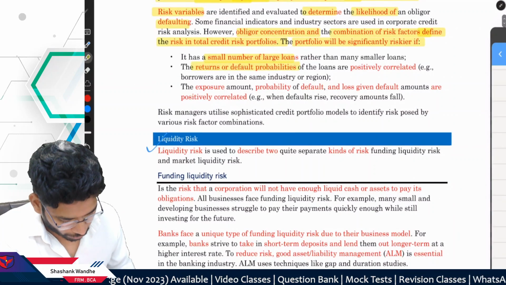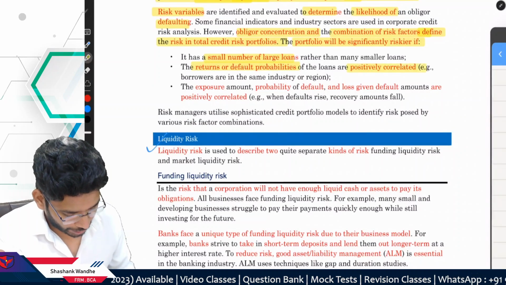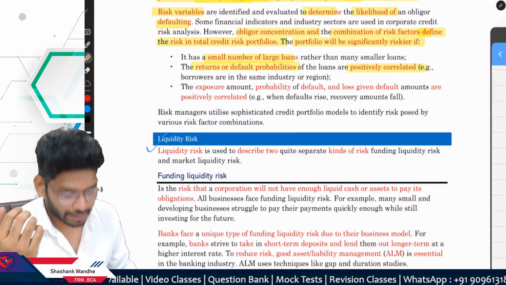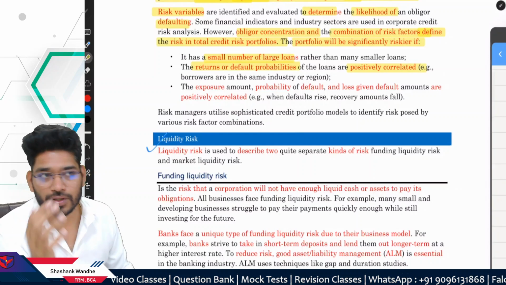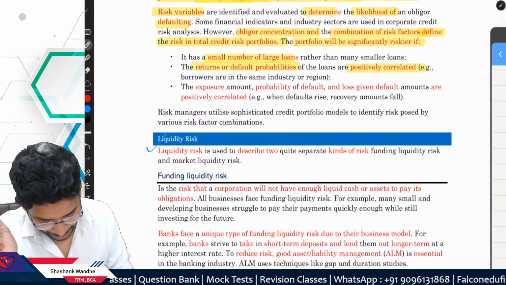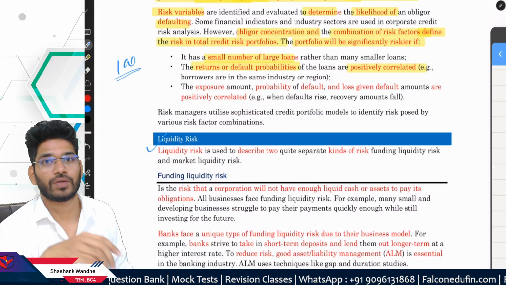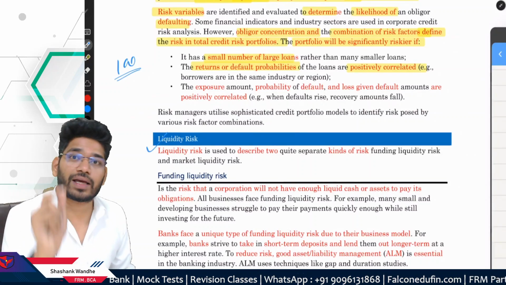Returns or default probabilities which are positively correlated. Okay, so if the default probabilities are positively correlated, meaning you have 100 borrowers. Okay, 100 borrowers are working in the same company.